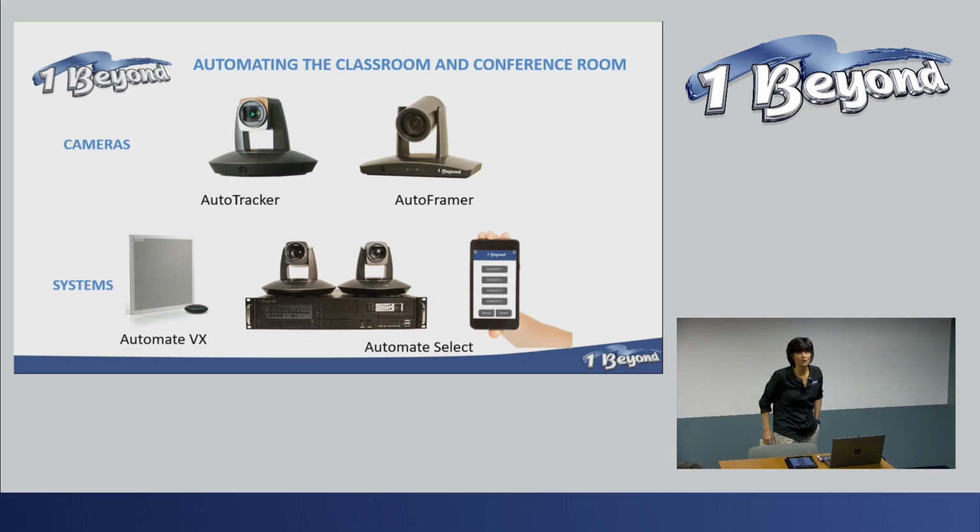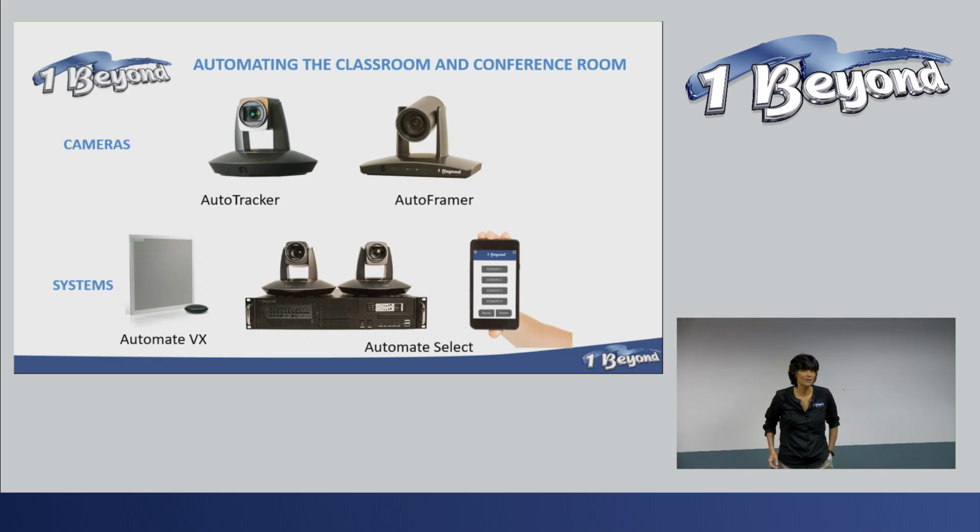Let's jump right into it. And I'm going to switch to a view here where you can see me and some slides. And this just gives you an overview of the products we're going to be talking about: the AutoTracker camera, the AutoFramer camera, and our automated switching, compositing, media processing solution, which comes in two flavors: Automate Select and Automate VX. We actually have those combined in one, so you can also have them combined, which is what I'm demonstrating right now.